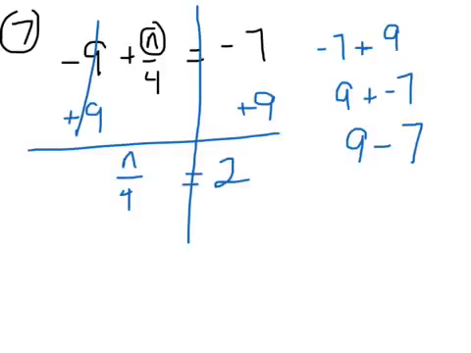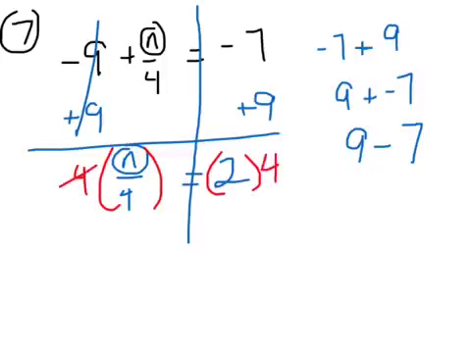Now what do we do? You want n by itself. What's happening to n? What's being done to it? It's being divided by 4. What's the opposite of dividing by 4? Multiplying by 4. There we go. So I'm going to multiply both sides by 4. Problem solved. It cancels out. Remember, I could put a 4 over 1 if I need to. And it cancels out, and I just have n equals 8.